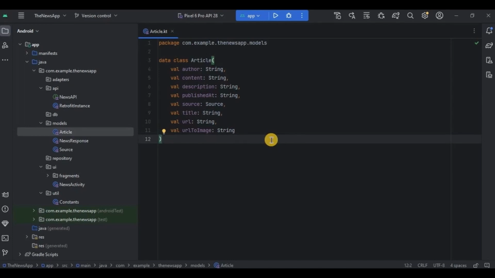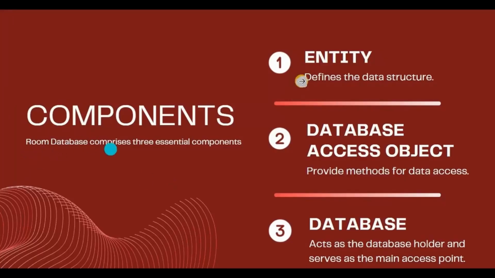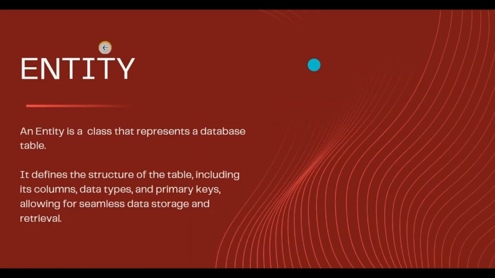But before that, let me refresh your memory. Room database consists of 3 components: entity, DAO, that is data access object, and database. So entity defines data structure, DAO provides methods for data access, and database serves as the main access point. Got it? We will create classes for all 3 of them. So first, let's start with entity.